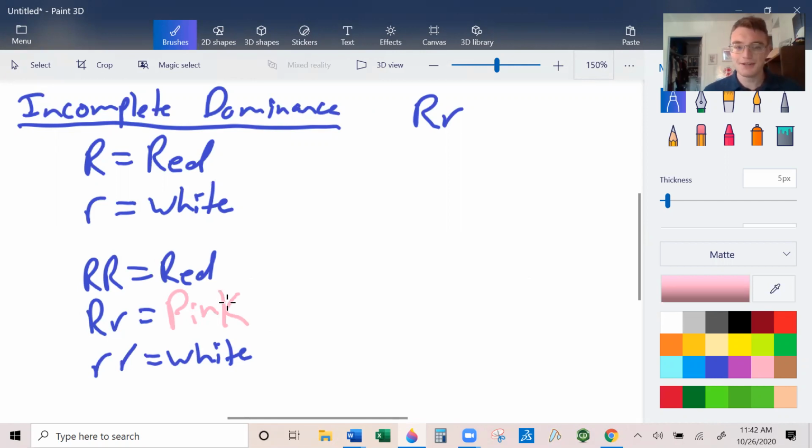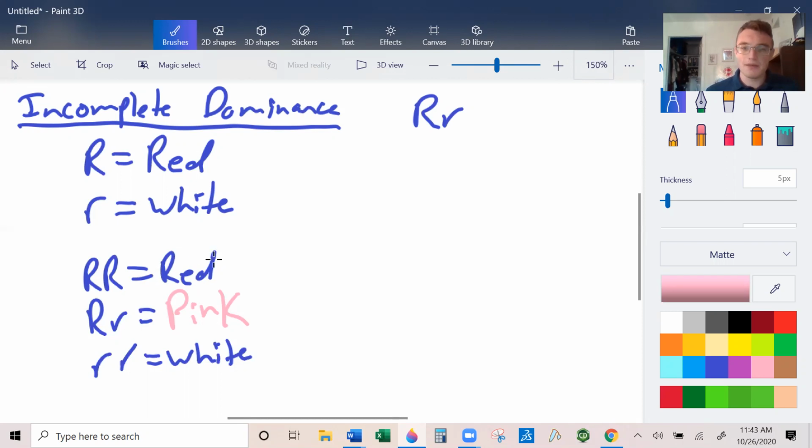Notice pink wasn't one of the original options. You were either red or white. But we are now pink because in incomplete dominance, the alleles blend together to create a phenotype that is somewhere in between the two of them. So you're still one solid color rather than being spots like you were in codominance. But that one solid color is a blend of the other two.